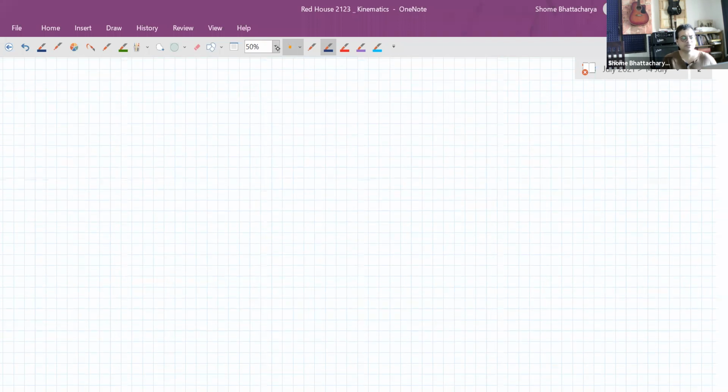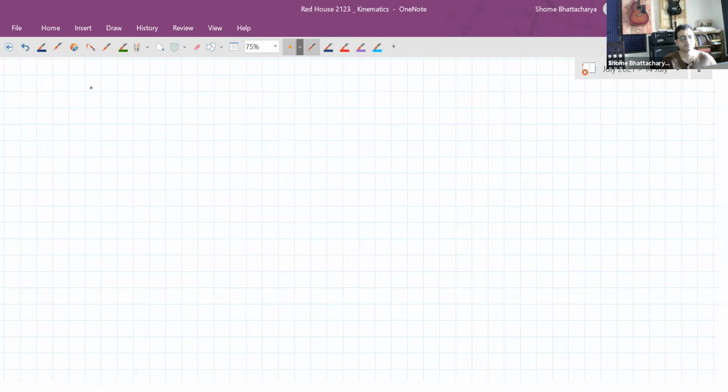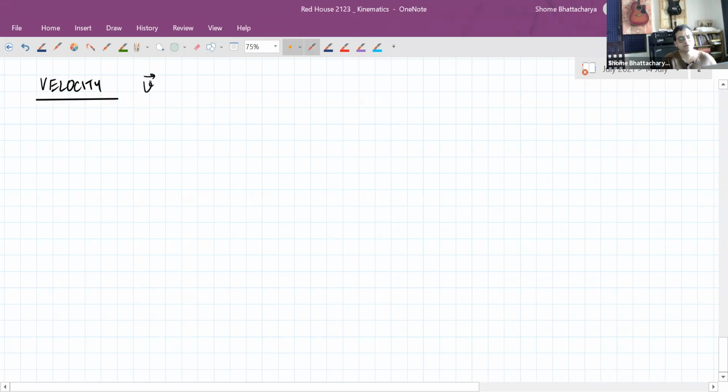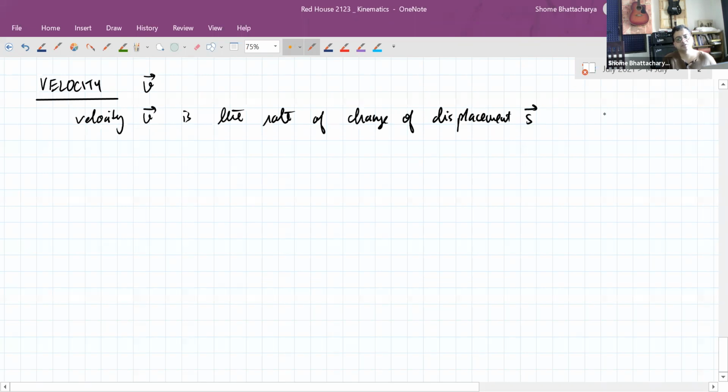Now we come to the next definition, which is velocity. Velocity is basically the rate of covering displacement with respect to time, so that also becomes a vector quantity. So velocity is a vector. Simply, velocity is the rate of change of displacement with respect to time.